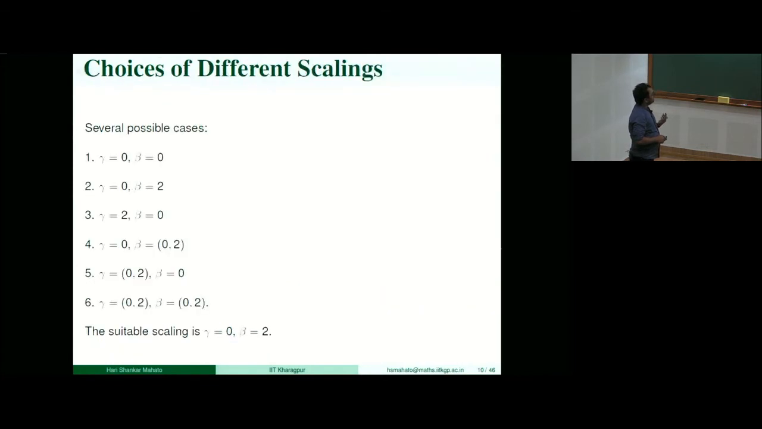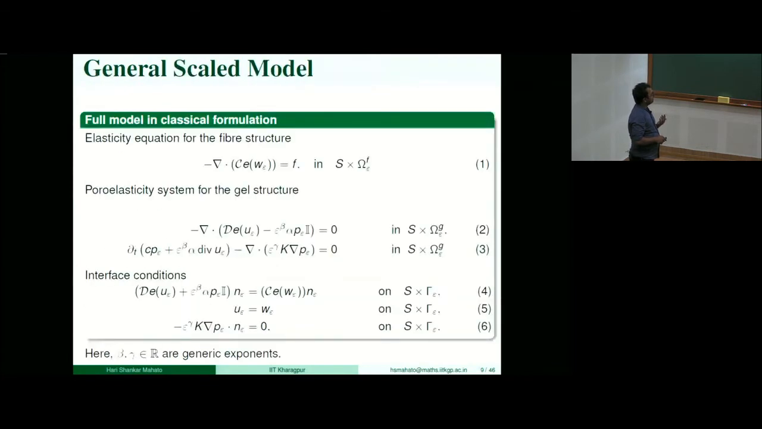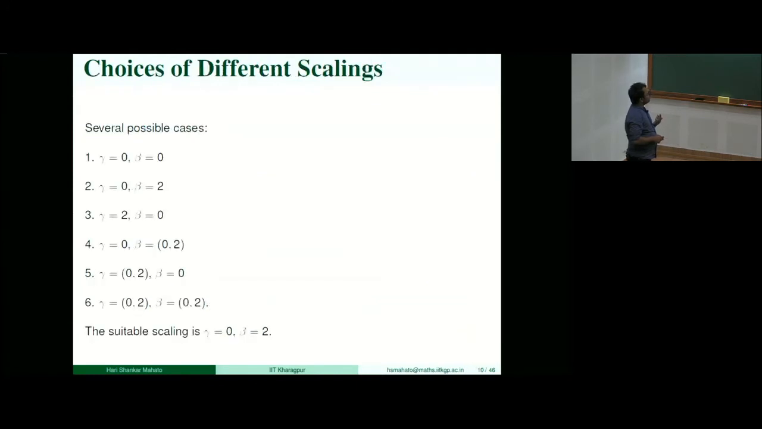Assuming gamma as 2, beta as 0, that means there is no epsilon here, but we'll have epsilon square here. Your gamma is 0, but beta will run between 0 to 2. Your gamma will run between 0 to 2 and beta is 0, and when both will run between 0 to 2. So there are several scaling possibilities that you can play with, and for every value of the scaling parameter, you'll end up with a different model.